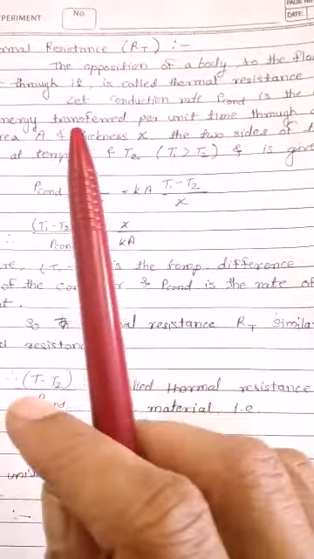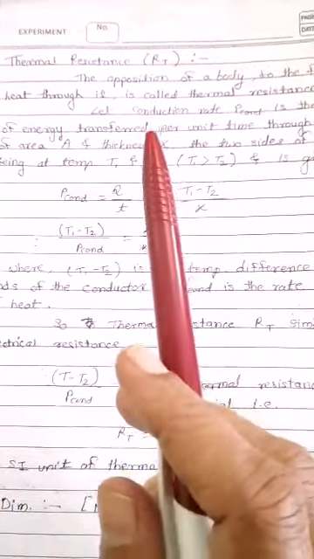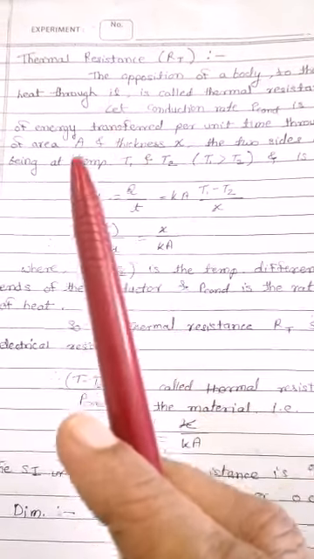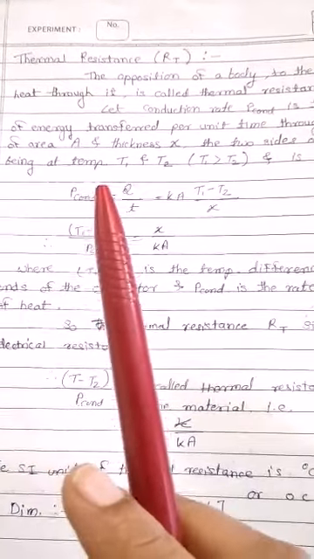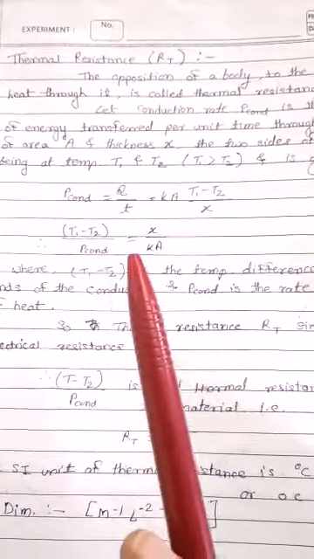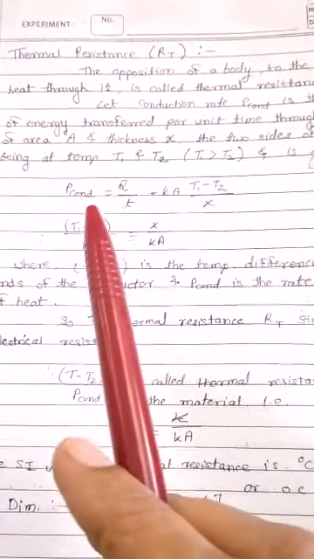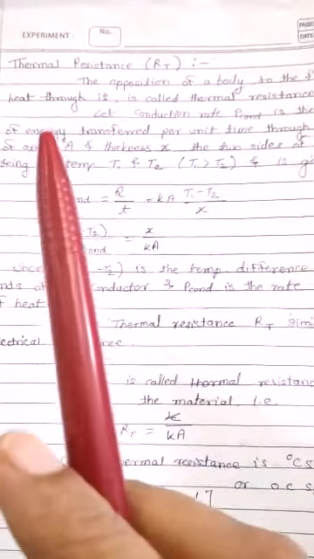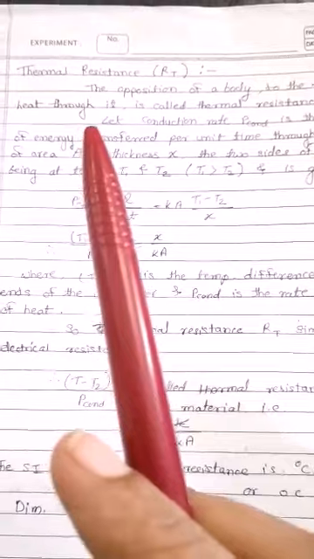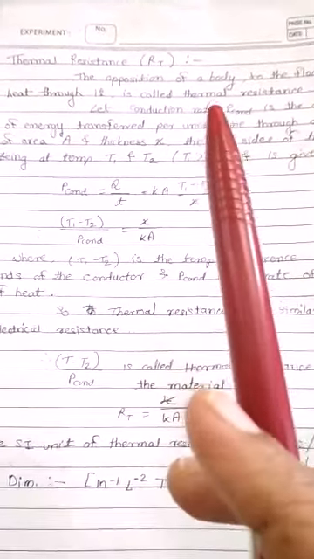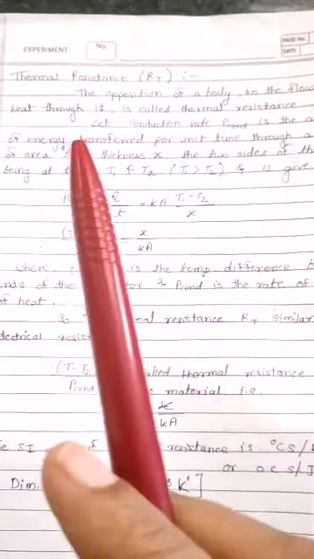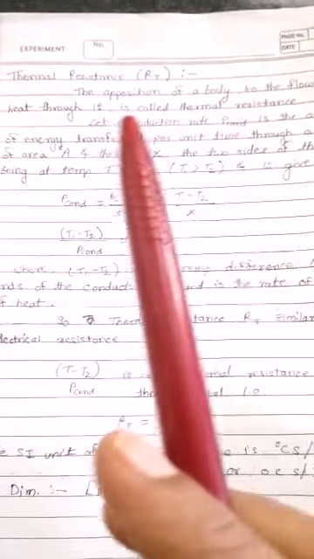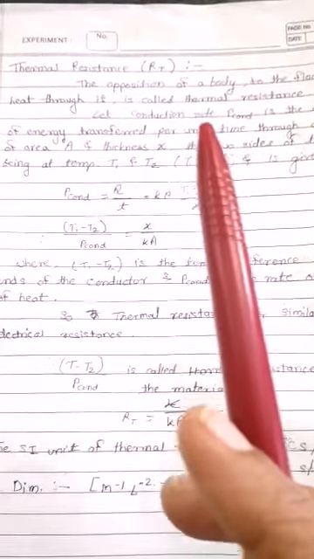Let us first see the definition of thermal resistance, and what resistance is. In electric current we already learned resistance. In electric current, resistance means opposition to the flow of current. Here it is the same meaning but for heat, so opposition to the flow of heat. The definition: the opposition of a body to the flow of heat through it is called thermal resistance.